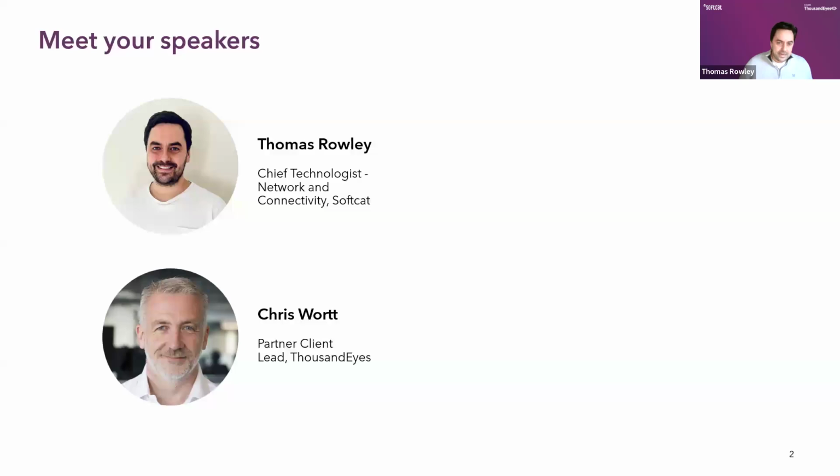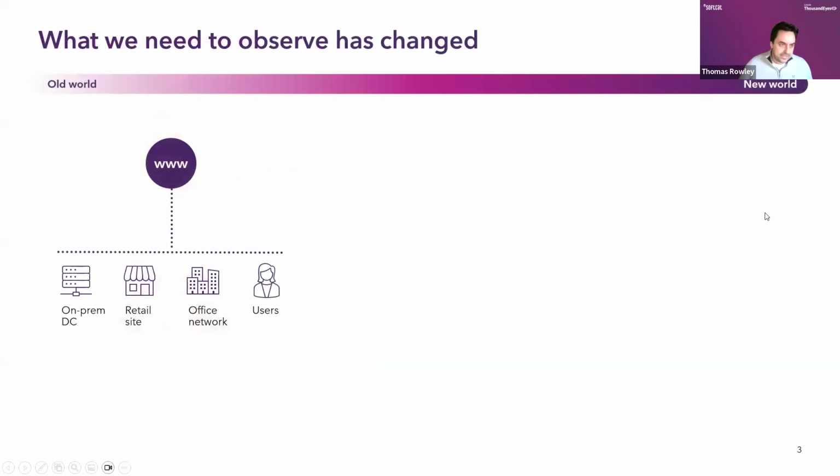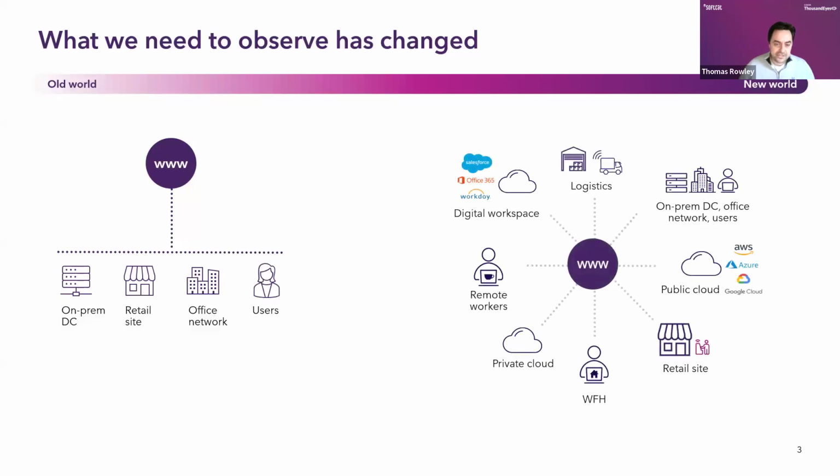To kick things off today, we're going to start with a little bit of a story, as I said, about observability. We look at the old world, and for me, old world, technology moves quickly. So 5 years-ish ago, we operated in a world where we had a large on-premise data center presence. We had users who would come into the office. We had a wide area network that was typically connecting our sites together by an MPLS with a single internet breakout.